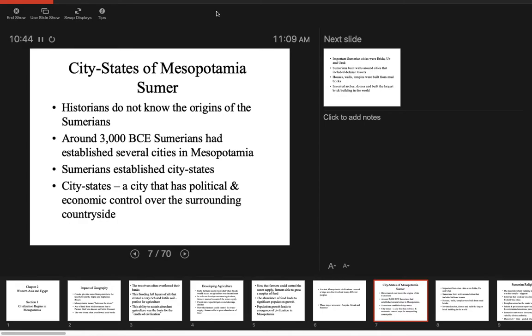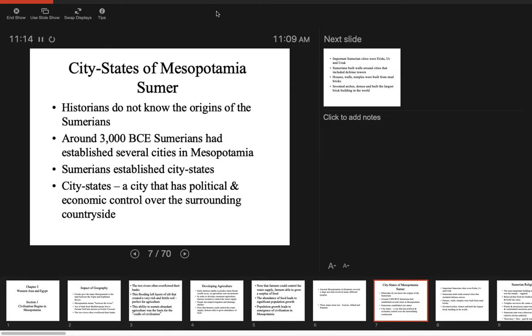So around 3000 BCE, the Sumerians had established several cities in Mesopotamia, one of them being the city of Ur that you read about yesterday at home. These Sumerians establish a city-state, and we're going to talk about city-states quite often at the beginning of our course, because these people are going to have them, and then our next people that will have city-states will be the ancient Greeks.